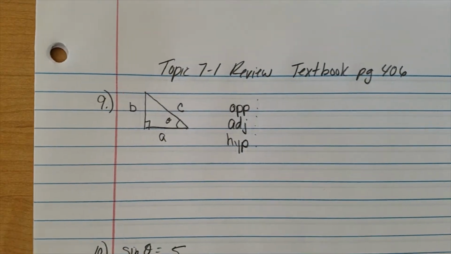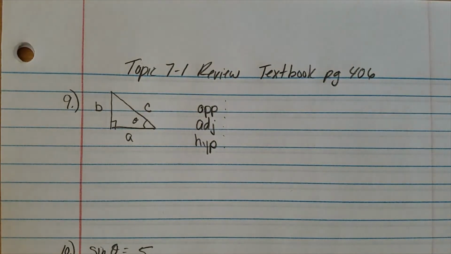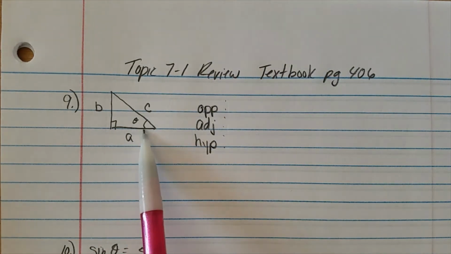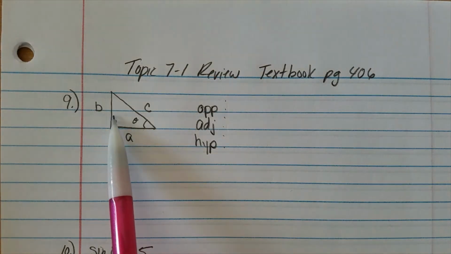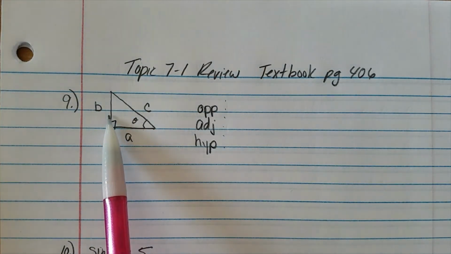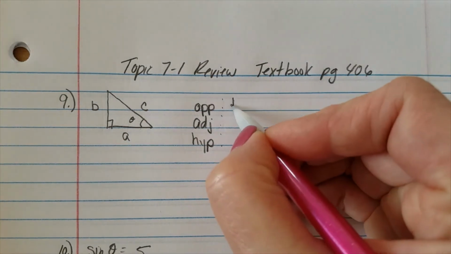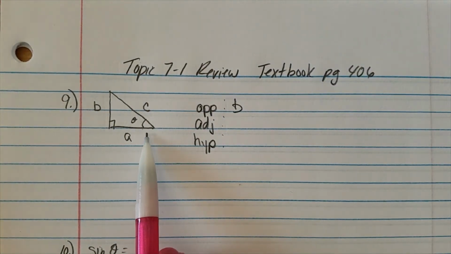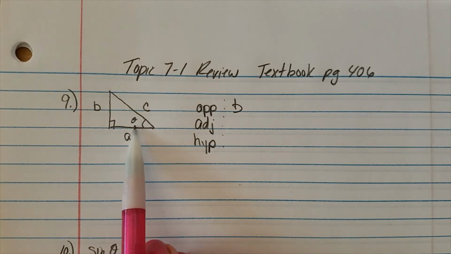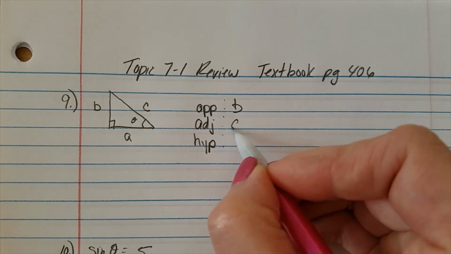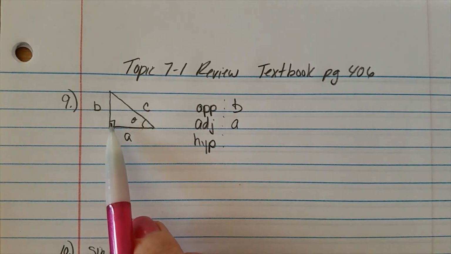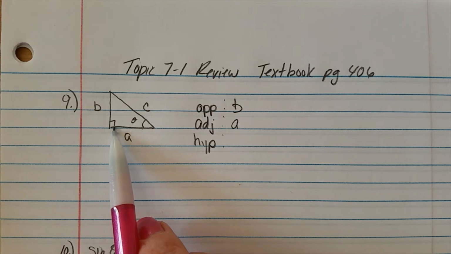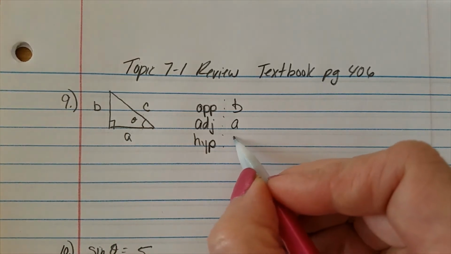First thing we want to do is identify our legs: opposite, adjacent, and hypotenuse. Here's theta. Opposite of theta, if we go directly across, is B. Adjacent to theta is right down here. Notice how it makes that acute angle with the hypotenuse. That is A. And my hypotenuse is always the side that is directly opposite of your right angle. That right angle is a little square. So hypotenuse is C.